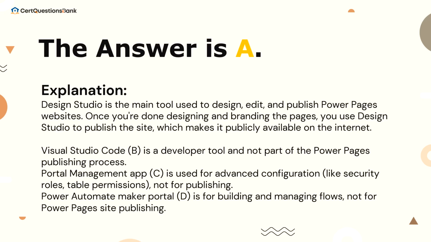Visual Studio Code, B, is a developer tool and not part of the Power Pages publishing process. Portal Management App, C, is used for advanced configuration, like security roles and table permissions, not for publishing. Power Automate Maker Portal, D, is for building and managing flows, not for Power Pages site publishing.